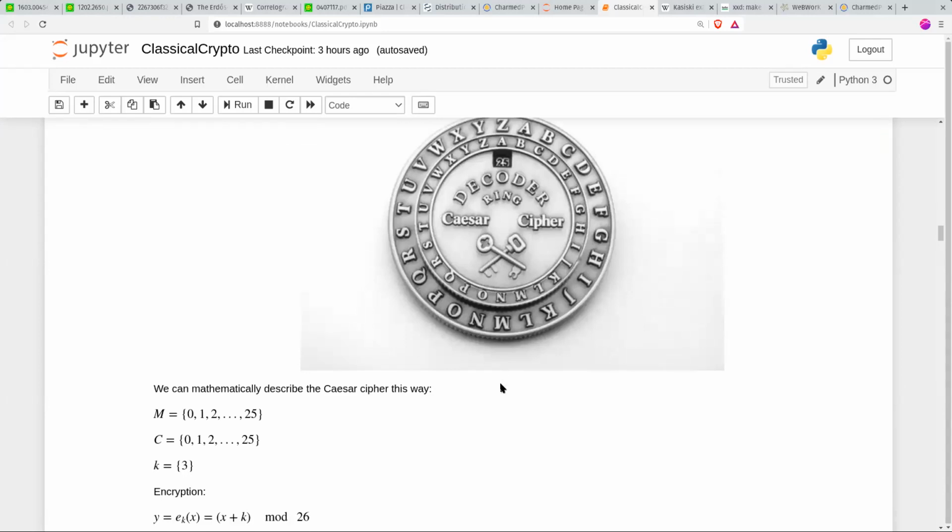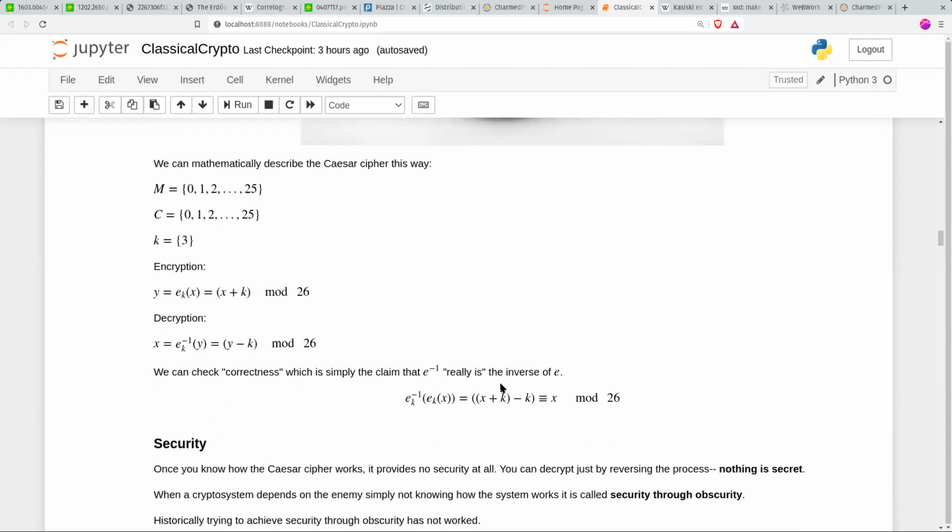So here's the mathematical description. We're encrypting letter by letter here. So you can think of the message space as being just all the letters. And the ciphertext space is also all the letters. And in the Caesar cipher, there's only one key, which is 3.